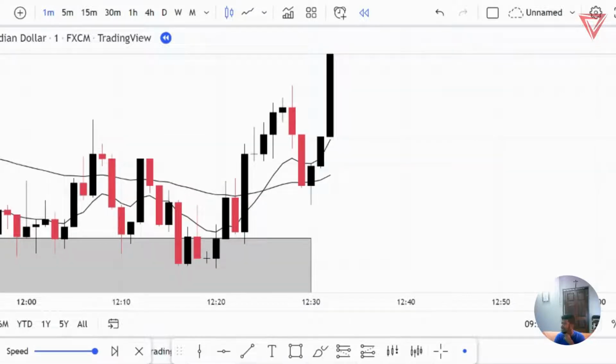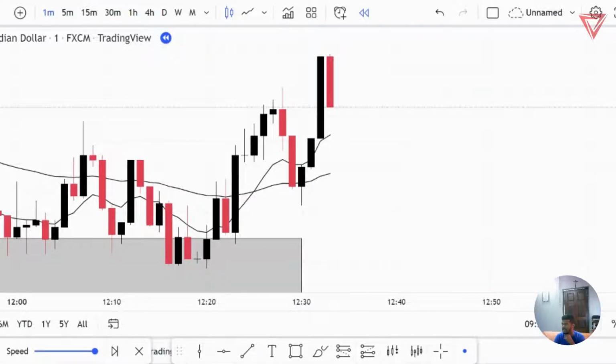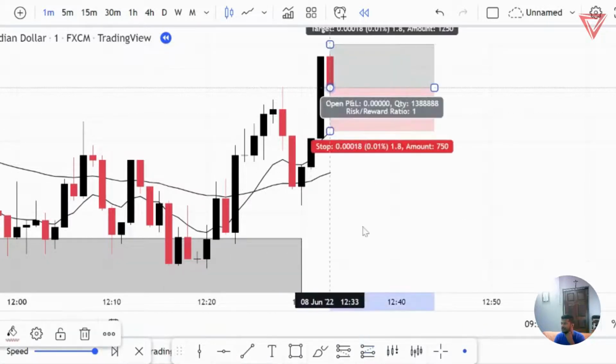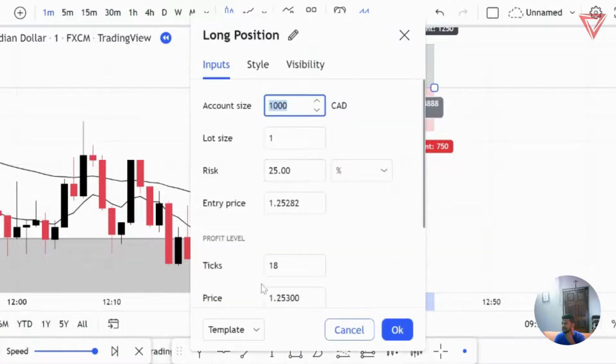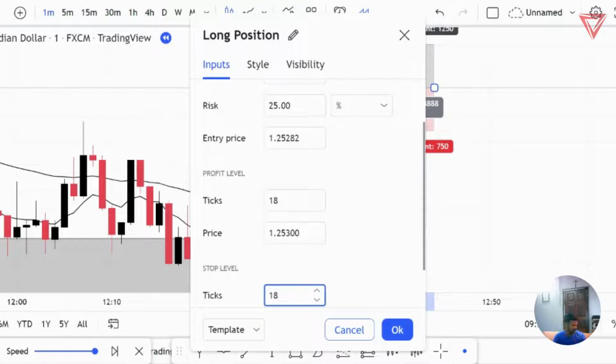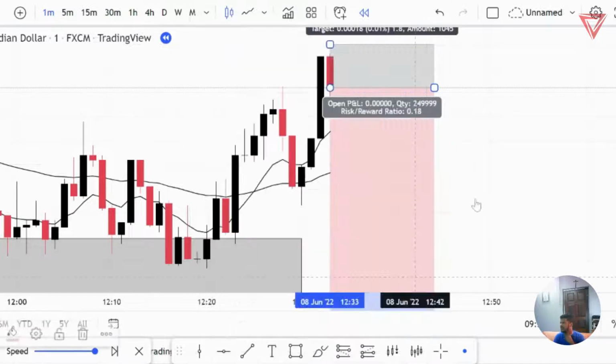I'm waiting. This does not scare me. That's it. That's my entry candle. You realize I waited to see how it closed. This is my entry candle right here. 10 pip stop loss. Let's see. So let me go to settings. 10 pip stop loss, so that would be 100 here, 100 ticks.